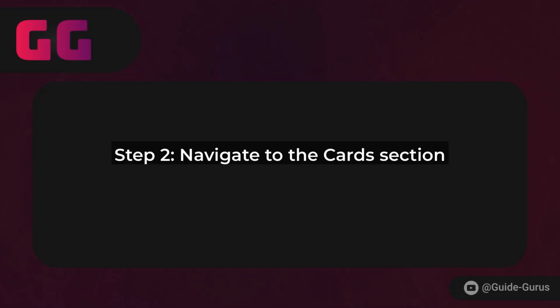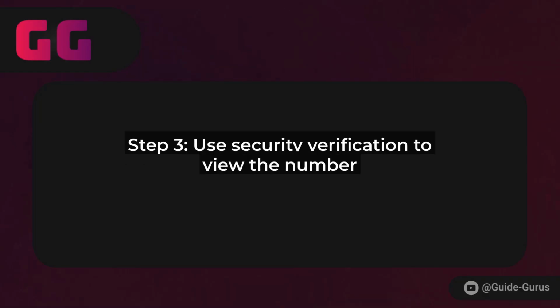Step 2. Once logged in, navigate to the Cards section. It's usually at the bottom of the main screen. Look for the icon that looks like a credit card. Tap on it, and you'll see a list of your active cards. Select the one you want to view.